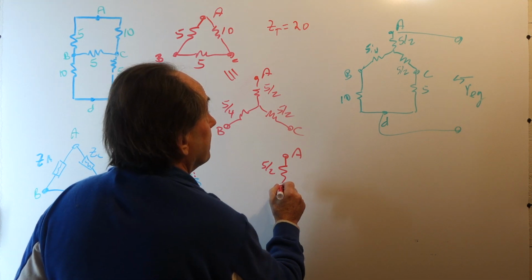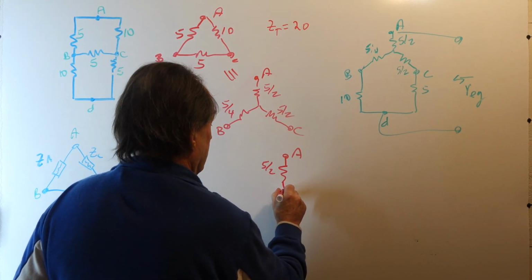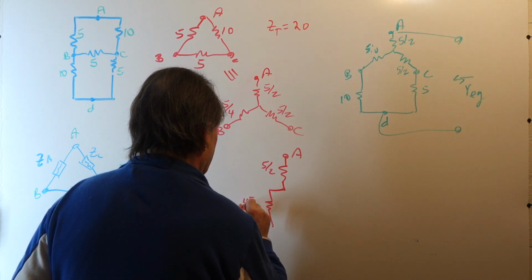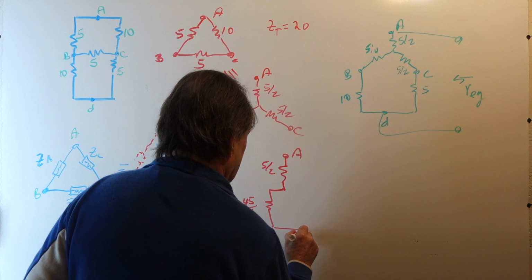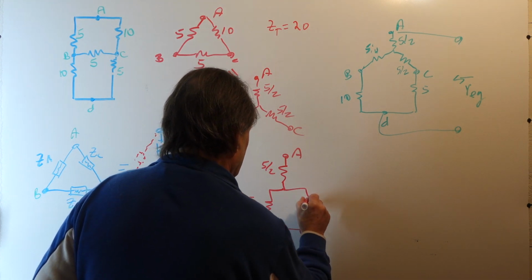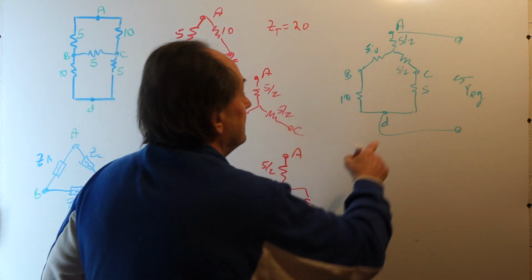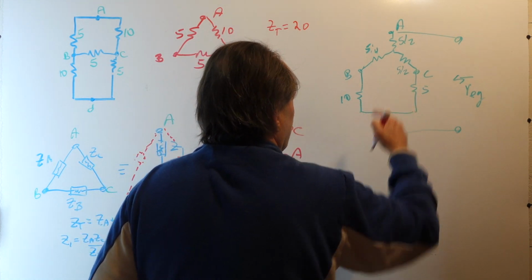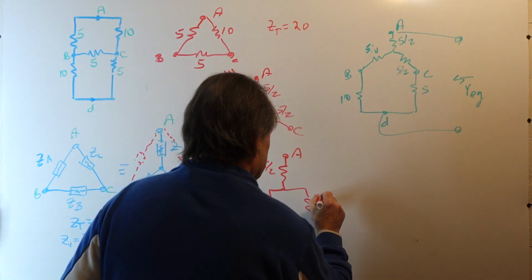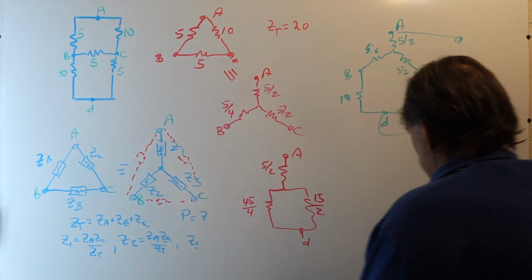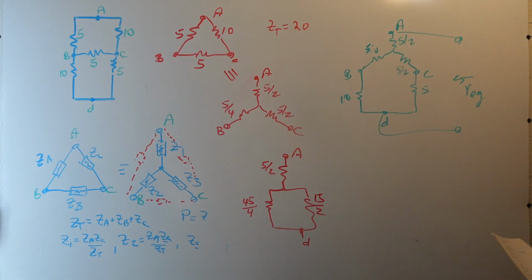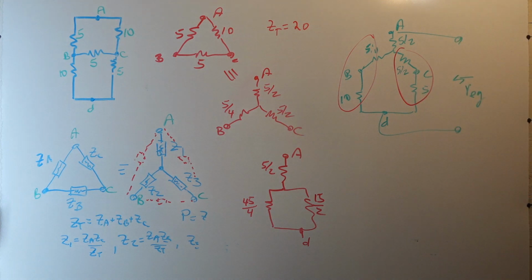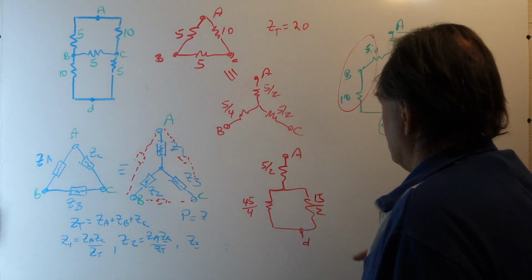So I now have a branch here. This is 45/4. And then we're going to come to D. Now this branch is 5/2 plus 5. Well, 5 is 10/2 plus 5/2, which is 15/2. So, those are the equivalents. I've replaced that series combination and that series combination. Now, these two are in parallel.